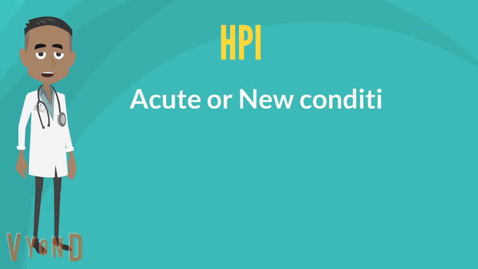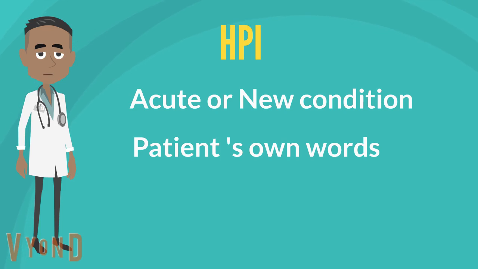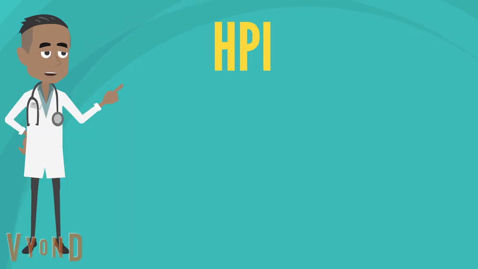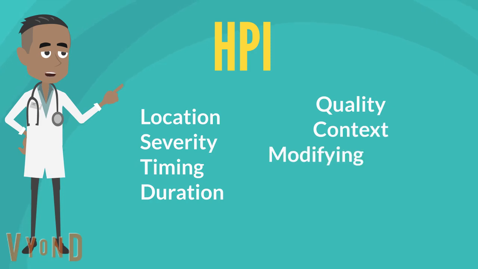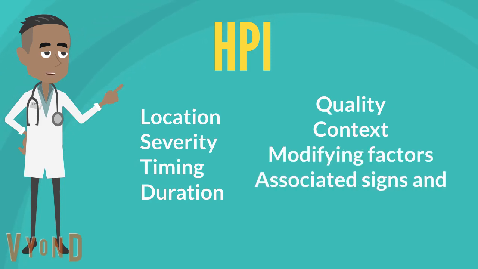HPI can be for an acute or new condition. Patients are describing their present illness in their own words. HPI can be described by elements such as location, severity, timing, and duration. In addition, quality, context, modifying factors and associated signs and symptoms are part of HPI.